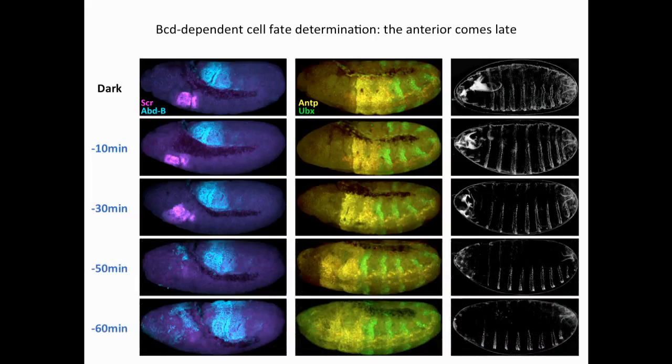When the illumination proceeds for 50 minutes, first of all, we can see that the Sex combs reduced expression fades away, coinciding with the disappearance of labial segments that it marks. And we can also appreciate here that the anterior cells start to adopt a posterior cell fate, as pointed out here, the ectopic expression of posterior Hox gene in the anterior region. This is also reflected in the cuticle patterns. Taken together, this seems to be telling us that the more anterior in space the structure is, the later in time the cell fate commitment is carried out. I will come back to this point later.